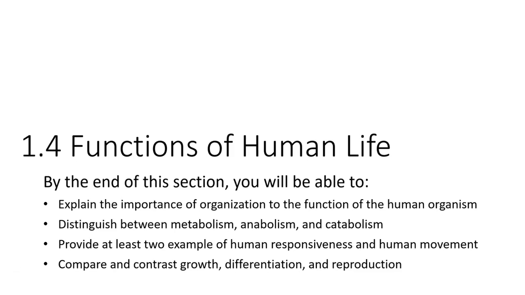So we are going to talk about why it's so important that we talk about these different levels of organization and why they're so essential to the function of humans. We're going to talk just a little bit about different types of metabolism, anabolism, and catabolism. So we'll touch briefly on those, and then we are going to talk just a little bit about human responsiveness and movement, as well as talking a little bit about growth, differentiation, and reproduction.